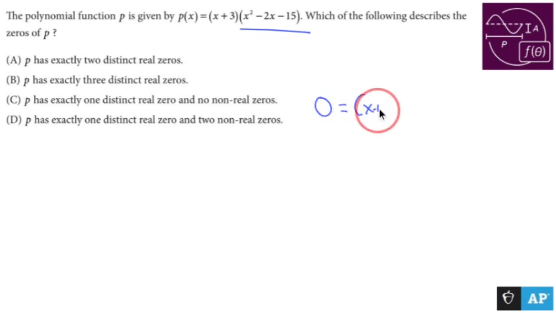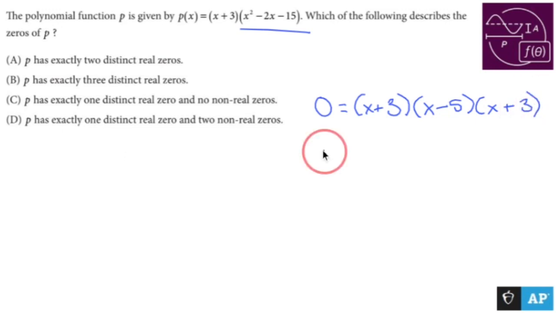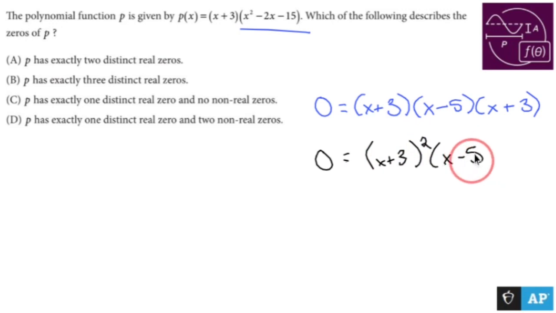I have x plus 3. I need to come up with two numbers that add up to -2 and multiply out to -15, and -5 and +3 should do the trick. Now, if I want to go one step further, we have (x plus 3) squared and (x minus 5). Okay, so my zeros are going to be -3 with a double root, or some people say multiplicity of 2, and then we have +5.